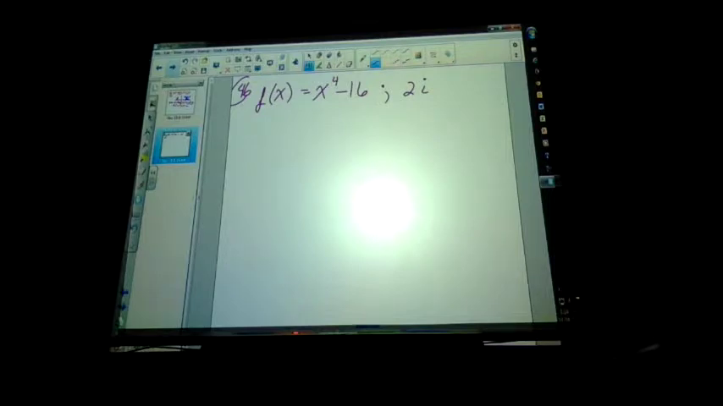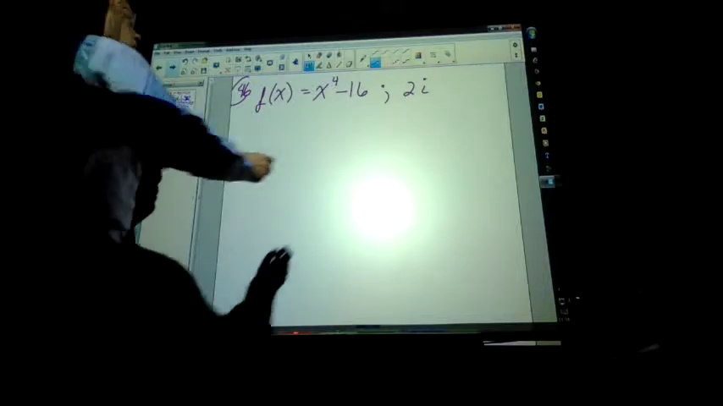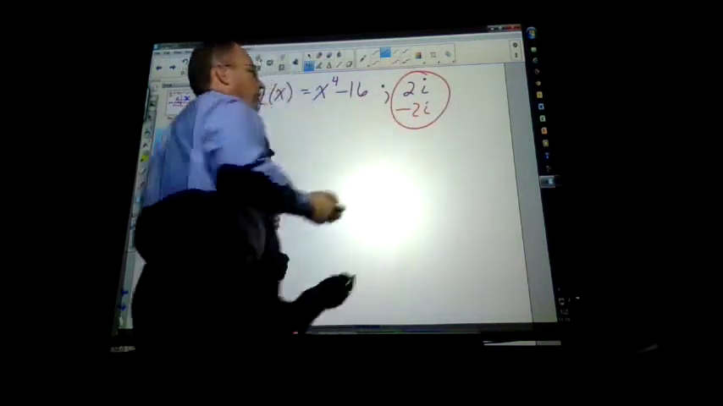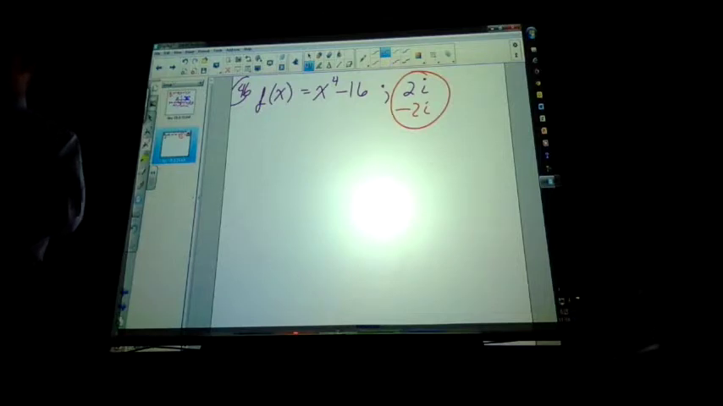If 2i is one of the solutions to the problem, what else would be a solution? Negative 2i. Good. Remember, if you have i's with it, they come as conjugates of each other. So those are the two solutions. So you have to think about what would I have to have gotten to in order to get there?